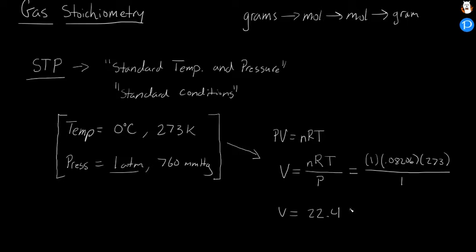22.4 liters is what we would get. Now here's the thing. That 22.4 liters would be the volume for any ideal gas, whether we're talking about helium or argon or hydrogen or nitrogen. Any gas that is at standard conditions will take up a volume of 22.4 liters.